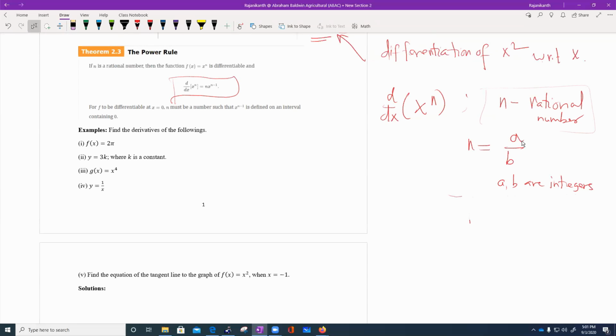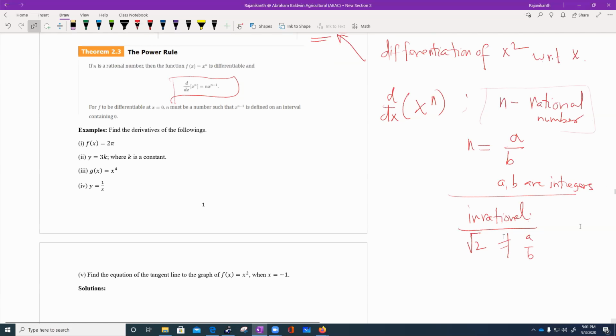There is another kind of number called irrational. Irrational numbers are numbers you cannot write in a over b form. For example, what is square root 2? Can I write square root 2 in a over b form, where a and b are integers? No, I cannot, because square root 2 cannot be written as a fraction with integer numerator and denominator. Therefore it is not rational, it is irrational.